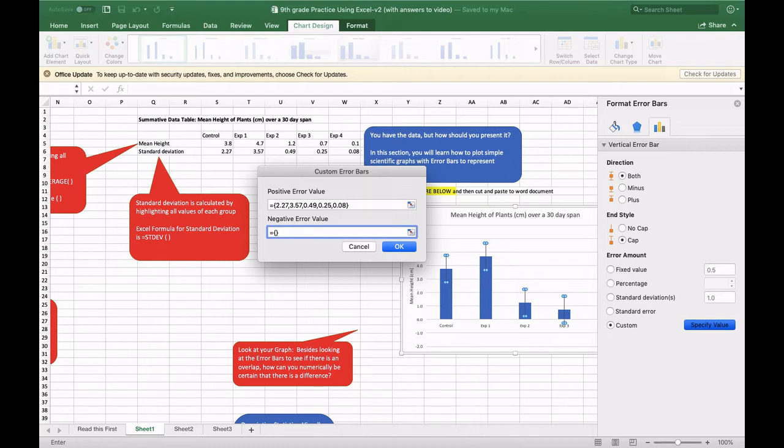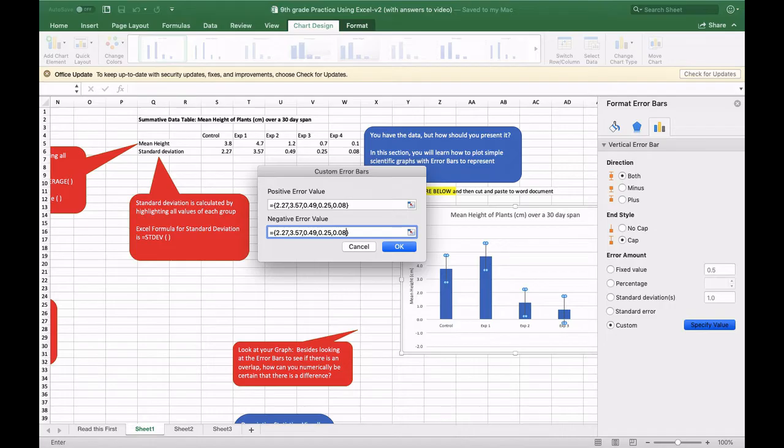So delete the number 1 and type in your standard deviation again, 2.27, comma, 3.57, comma, 0.49, comma, and 0.25, comma, and 0.08.